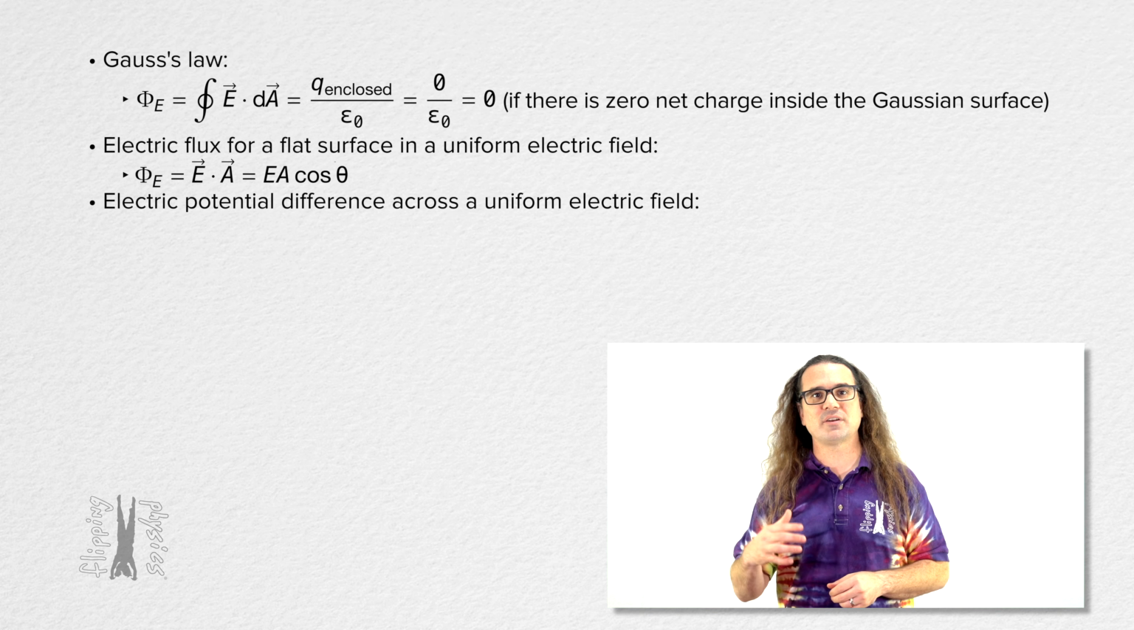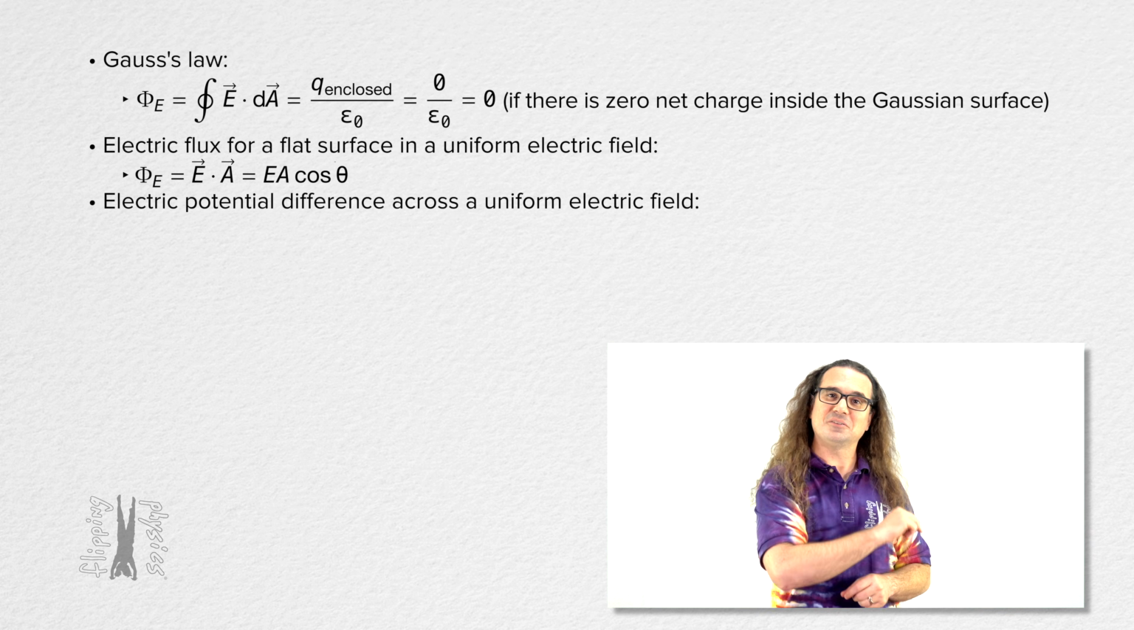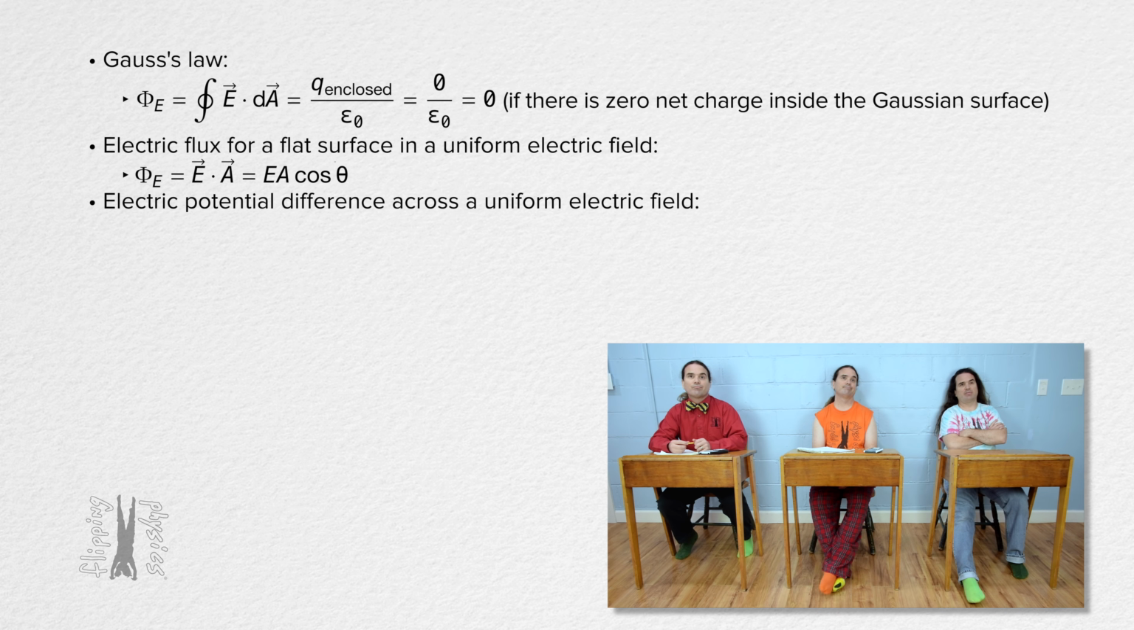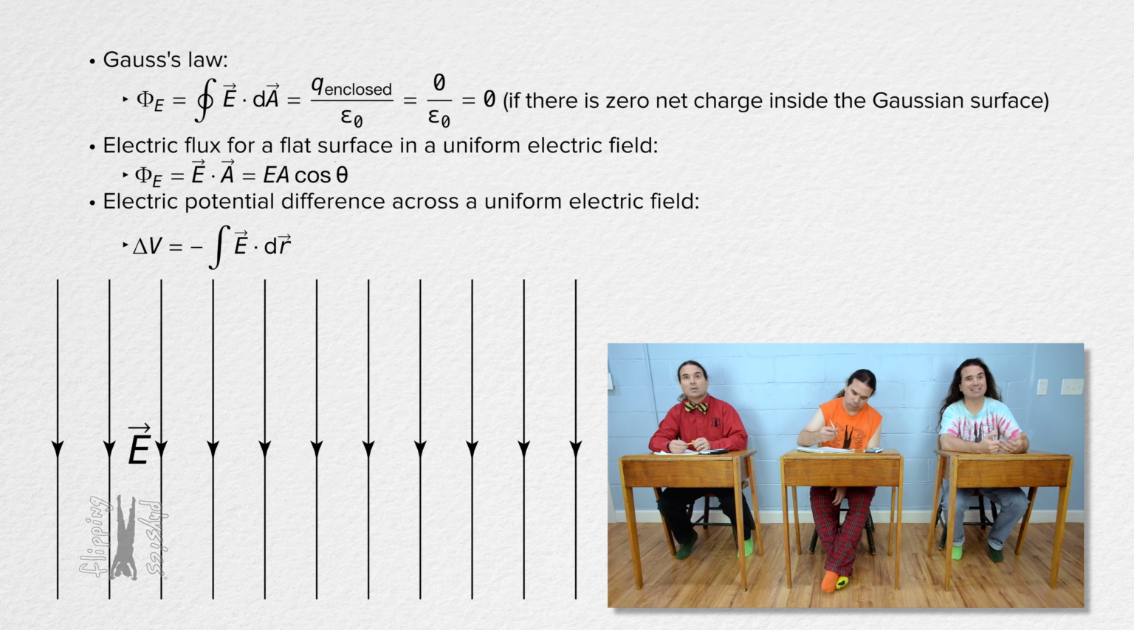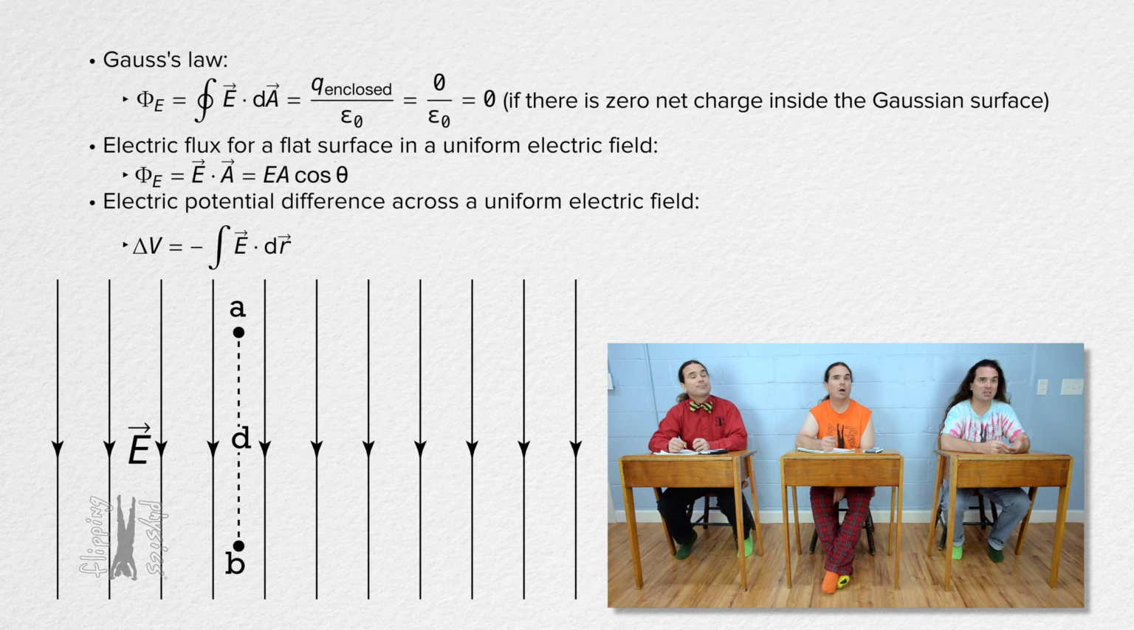And as long as we are talking about uniform electric fields, Bo, please determine the equation for the electric potential difference across a uniform electric field. Sure. The equation for electric potential difference on the equation sheet is electric potential difference equals the negative of the integral of the dot product of electric field and dr. Let's identify two random points in the electric field as point A and point B. Actually, to make this easy, let's line up points A and B such that the distance d between them is parallel to the electric field.